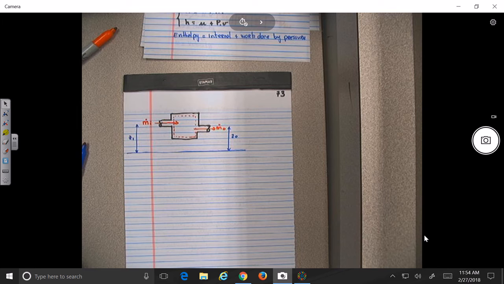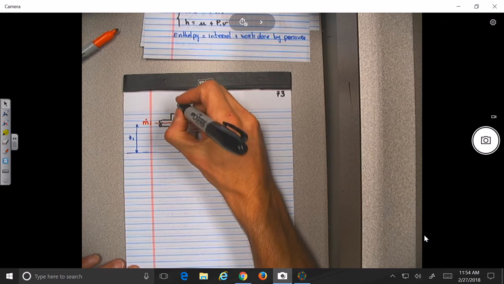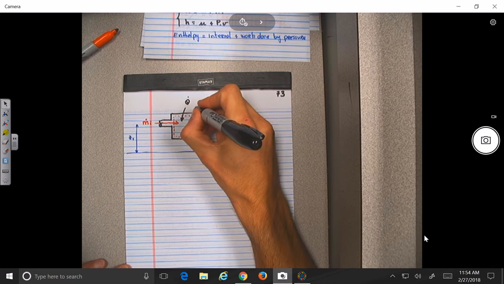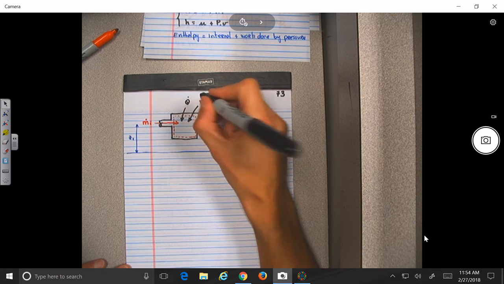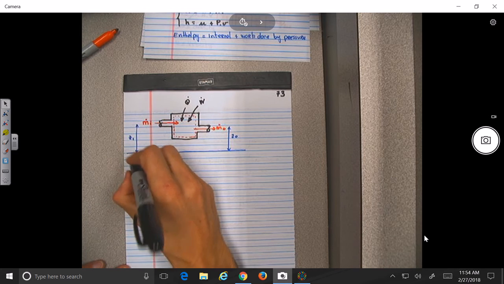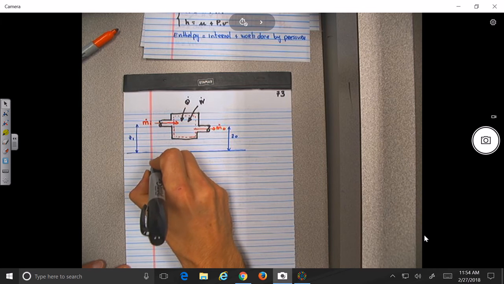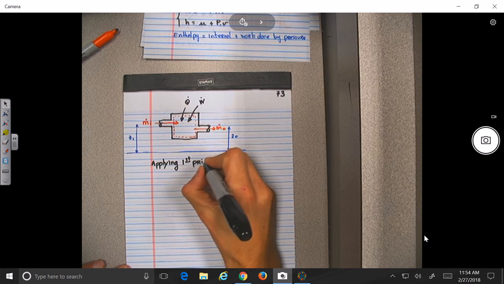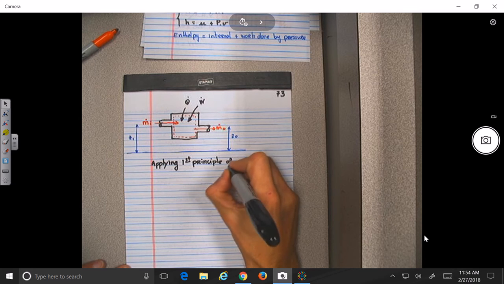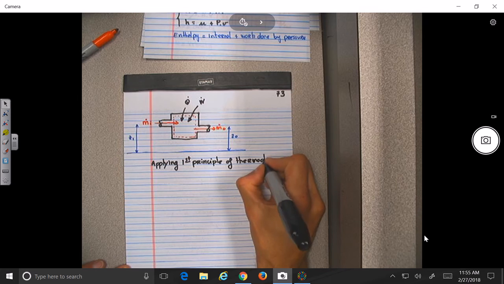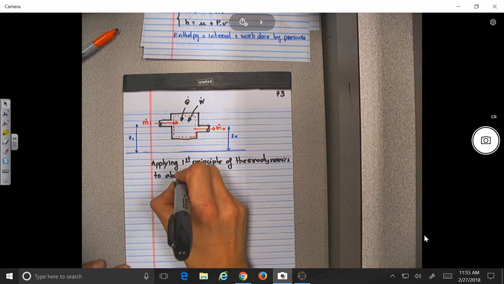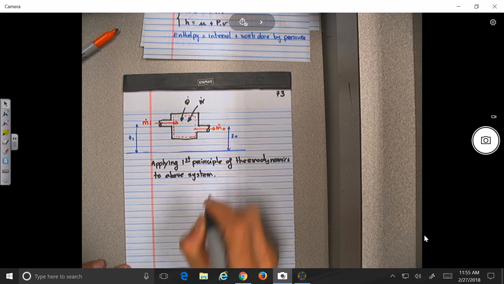Okay, so what is the title of the chapter? First principle of thermodynamics for open systems or control volume, no? Okay, so let me add here to this figure. Let's say we put heat in function of time and we put work, okay? So let's say applying first principle of thermodynamics to the above system.